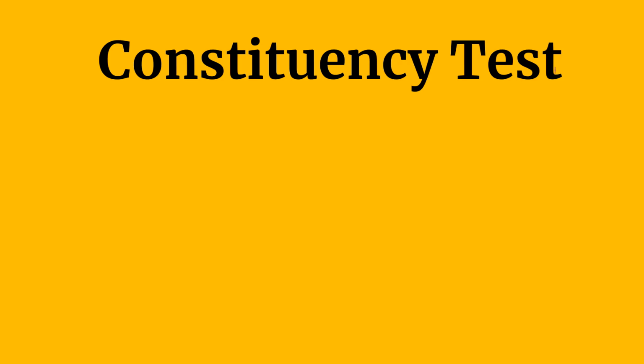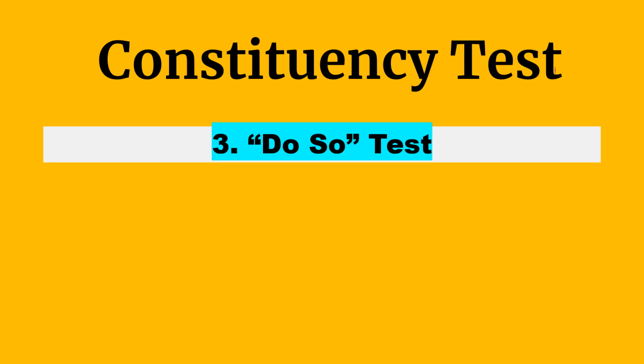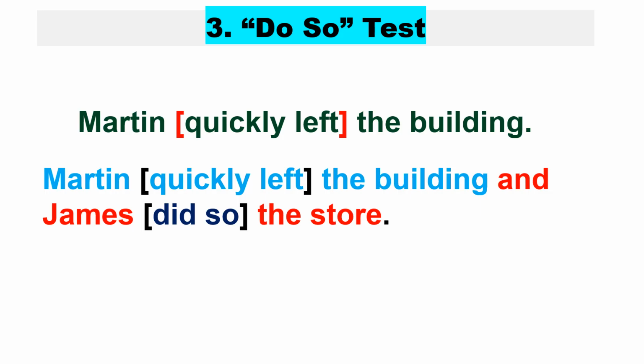Okay, finally, I want to introduce the do-so test. And these are for the cases where we are looking at verb phrases. So these are used with verb phrases. So let's say we have a sentence like, Martin quickly left the building. The idea here is that you can replace this with do so if it is a constituent.